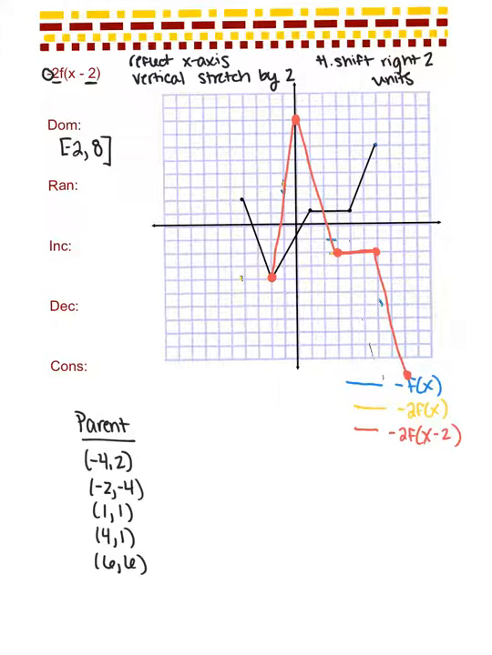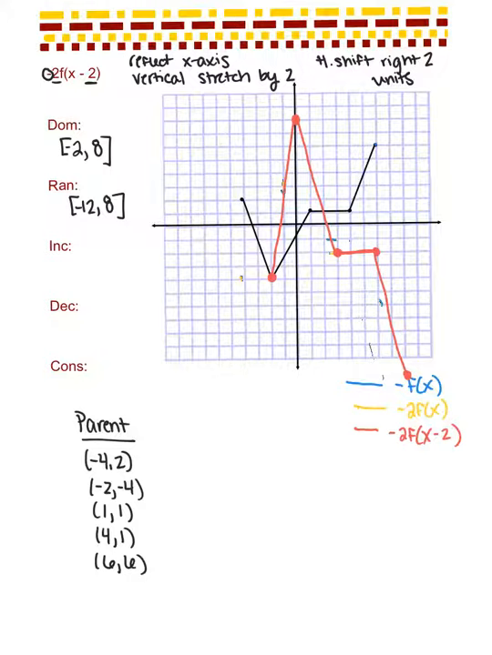So I can see my lowest value is down at negative 12, and my highest value is now at 8, and I'm hitting all of the values in between. And now my intervals of increasing and decreasing have also changed. Because of that reflection, I now have 2 intervals of decreasing and only 1 of increasing.